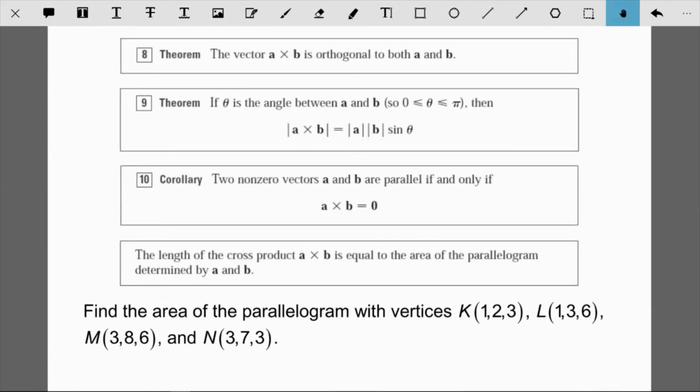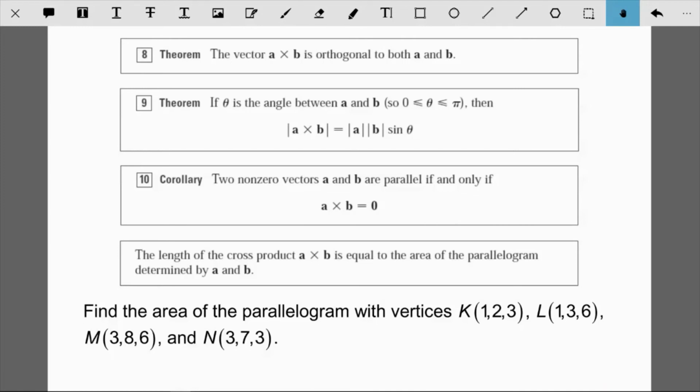Okay, so just like with the dot product, we have a bunch of properties for cross products as well. And these are the basic properties. When we are finding the cross product, the vector that we get as a result is orthogonal to both vector A and vector B. Remember, orthogonal, perpendicular, basically the same thing.